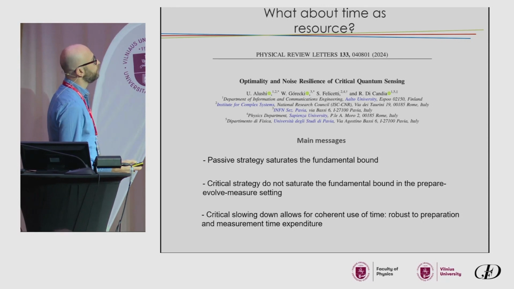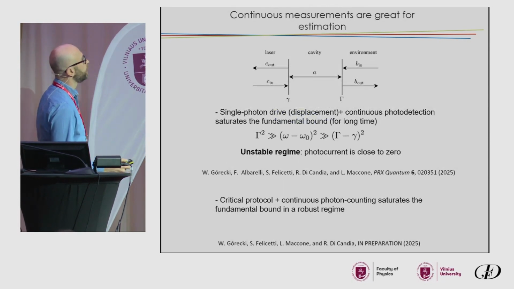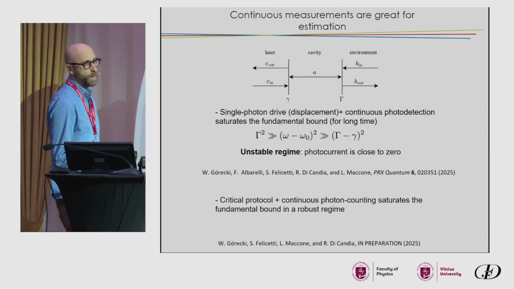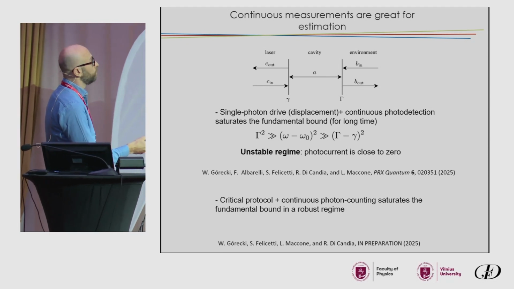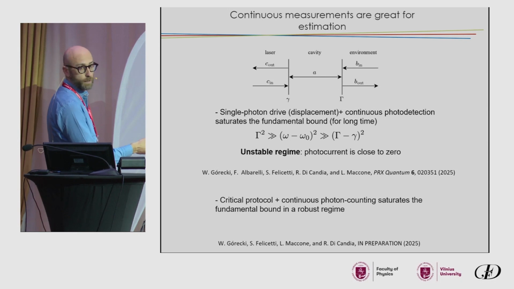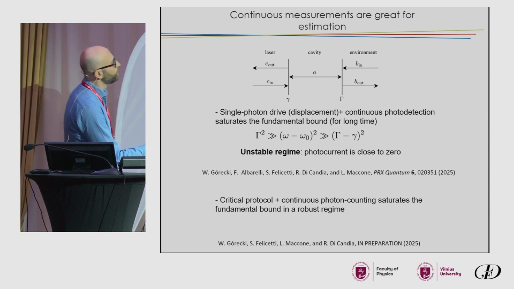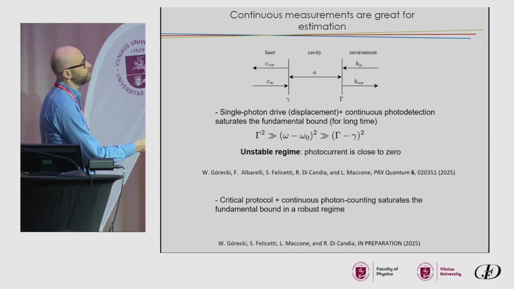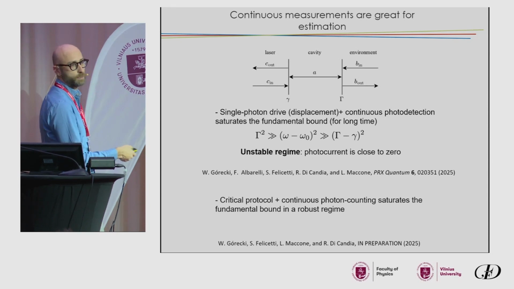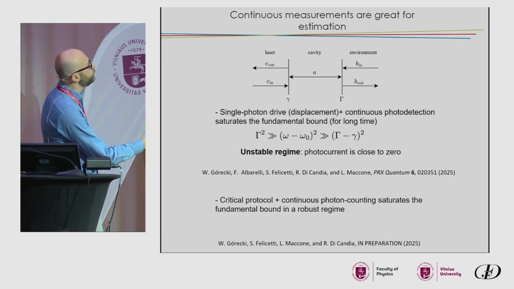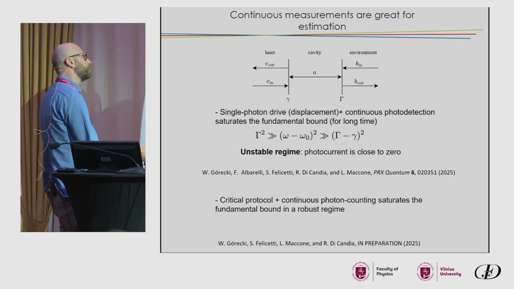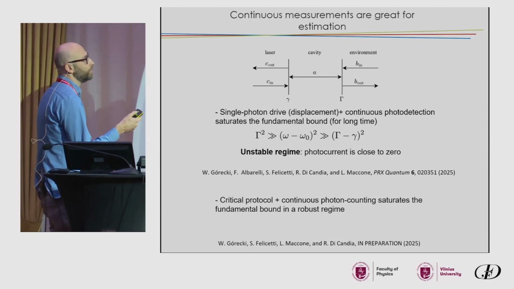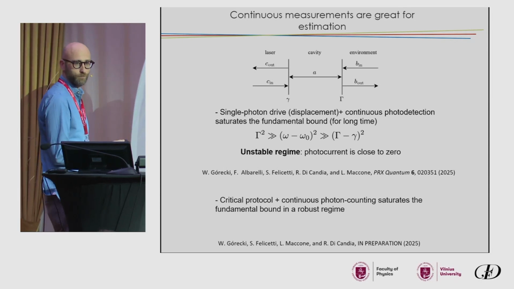Okay, and then what about continuous measurements? It turns out that continuous measurements are really good for estimation. So what we consider is cavities, some same Kerr resonator. This is still an environment, and we consider a single photon drive, so basically a displacement in the cavity. And if you do continuous photodetection outside, in this very weird limit, you get that the protocol is optimal for frequency estimation.